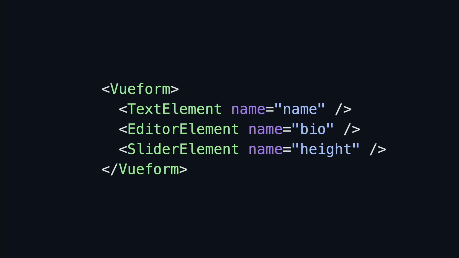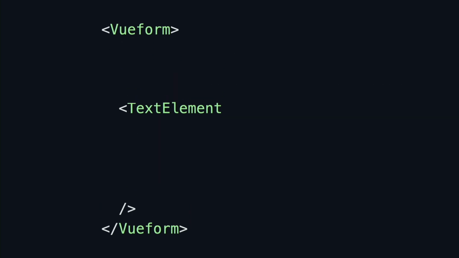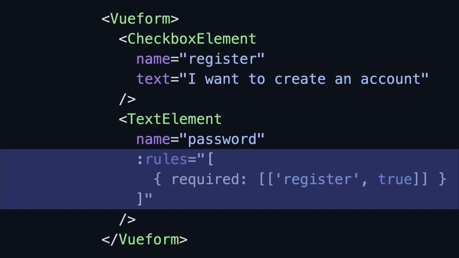But of course, these are too generic, and you want to customize these elements, so you define properties. You can add, for example, a label, or define how many columns it should take up in a row, or define validation rules. But you can do a bit more advanced stuff, like adding conditions to it. In this case, this password element is only going to be part of the form if the user indicated that they want to create an account by checking that checkbox. But we can use conditions for other things, like making an element conditionally required, or read-only, or disabled, and so on.